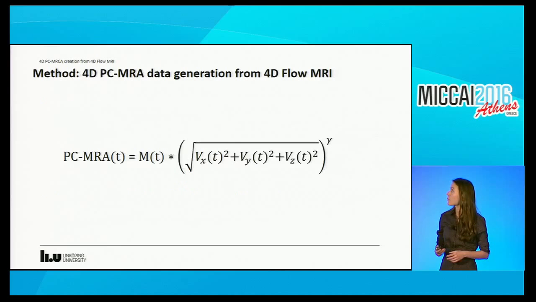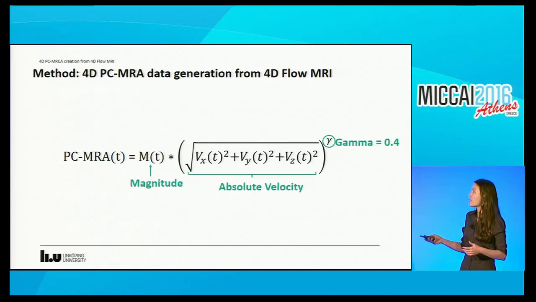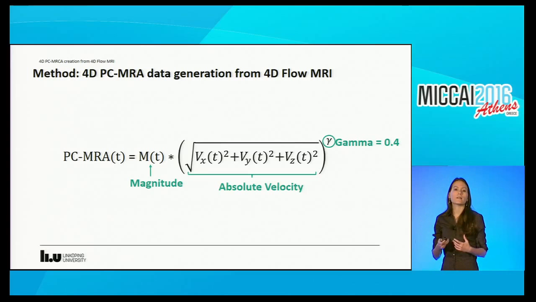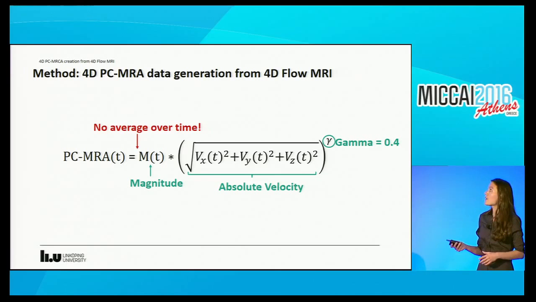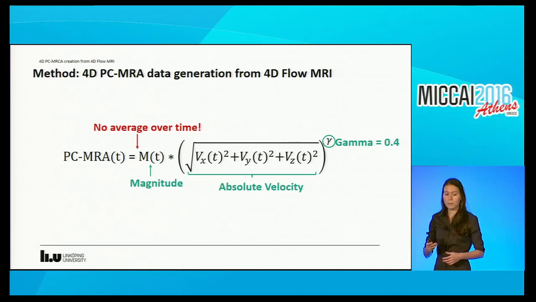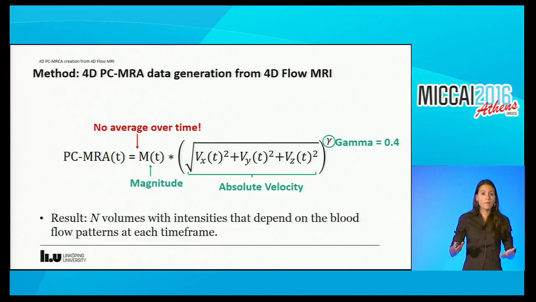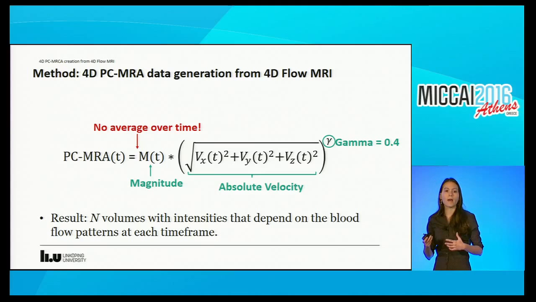So it's a very simple formula. Again, we have the same things. We have a magnitude or absolute velocity, and we have added a gamma correction to improve those intensities in the areas of lower flow. And now the most important thing is we will not do an average over time. We want to keep the information in four dimensions. So the result up to this point is n volumes, n being the number of time frames that I have, with intensities that depend on the blood flow patterns at each time frame. So it is still a four-dimensional image.